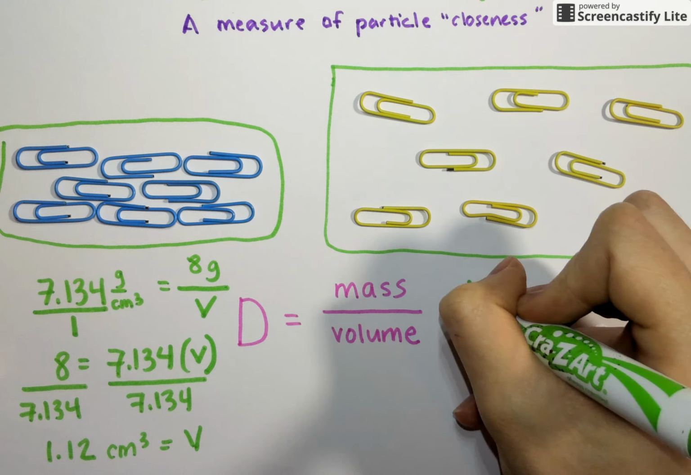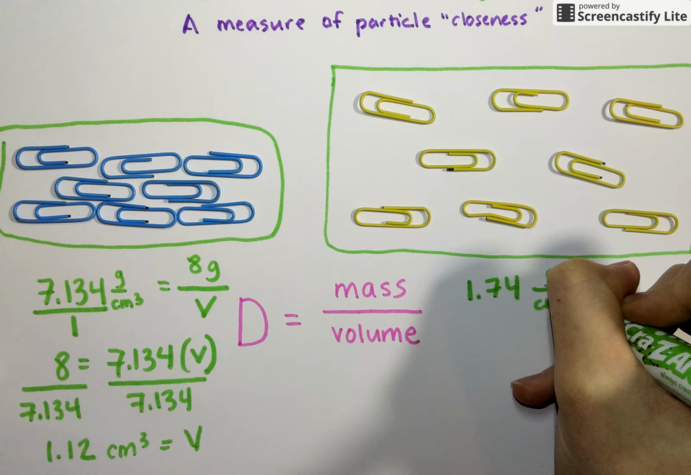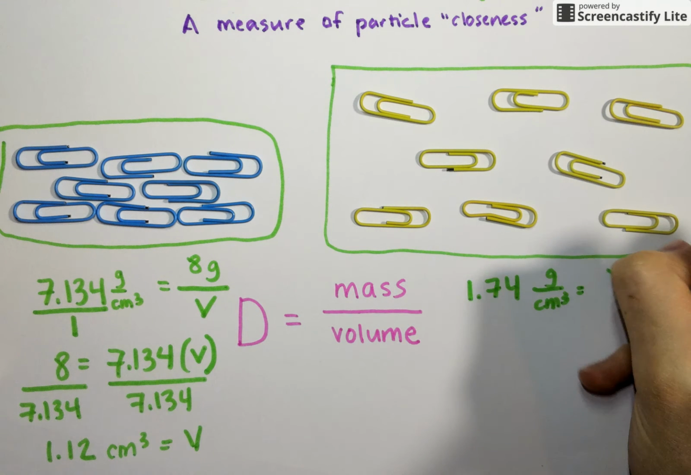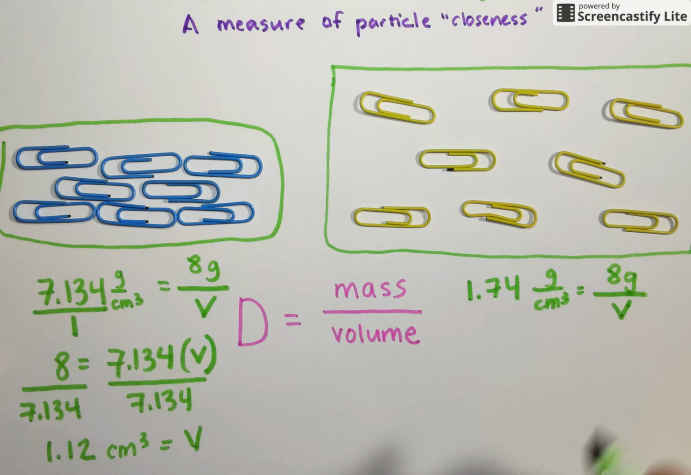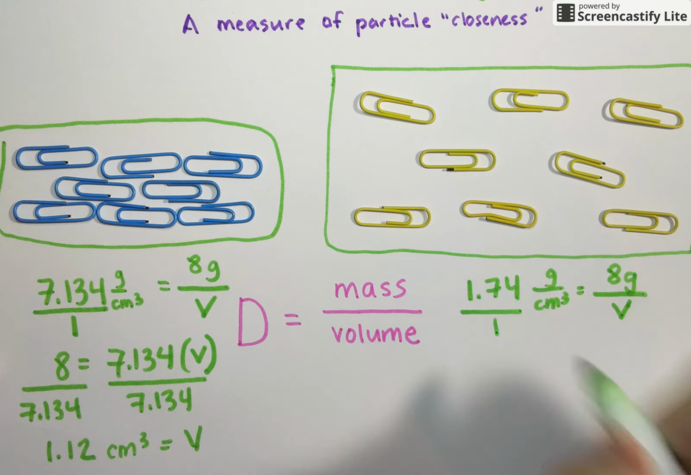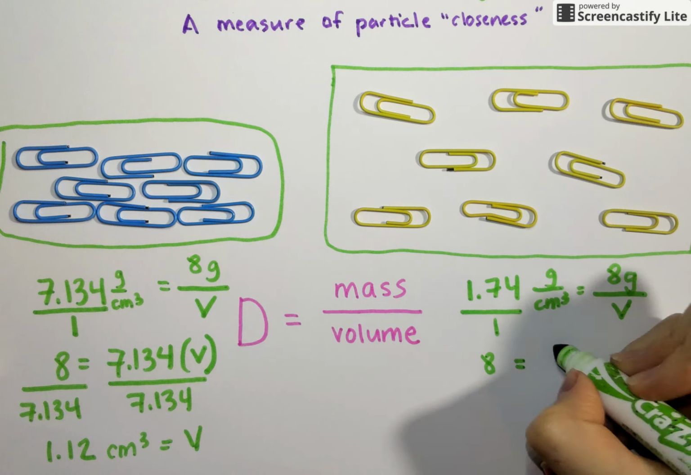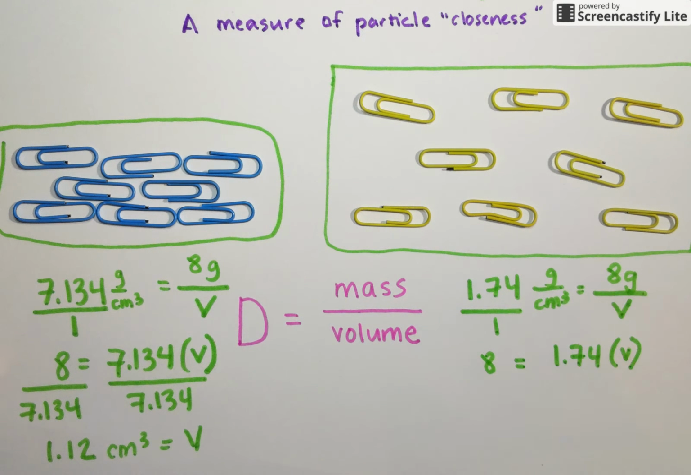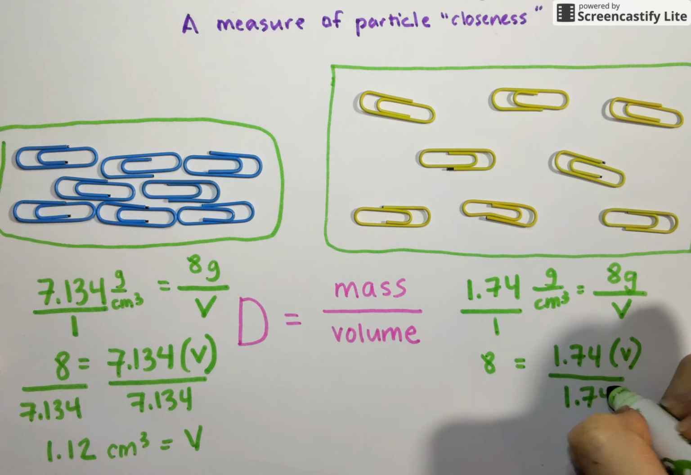Magnesium has a density of 1.74 grams per cubic centimeter. And again, if we assume that it has a mass of 8 grams, I can find how much space that 8 grams of magnesium is going to take up. Again, I'm just going to put this over a 1 so that I can easily see that 8 is going to be equal to 1.74 times the volume. To solve for volume, I need to divide each side by 1.74.